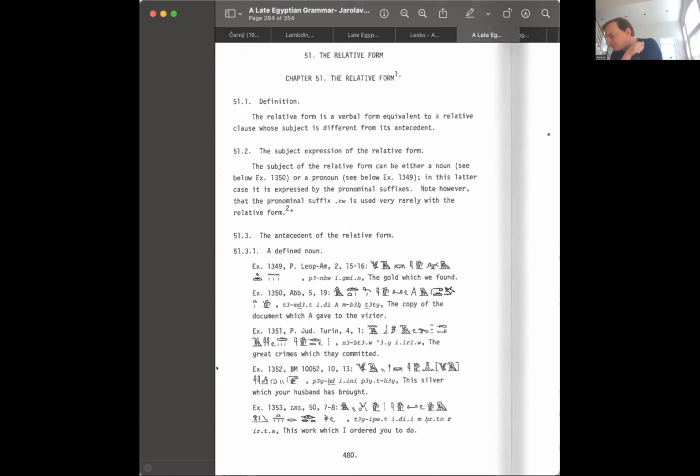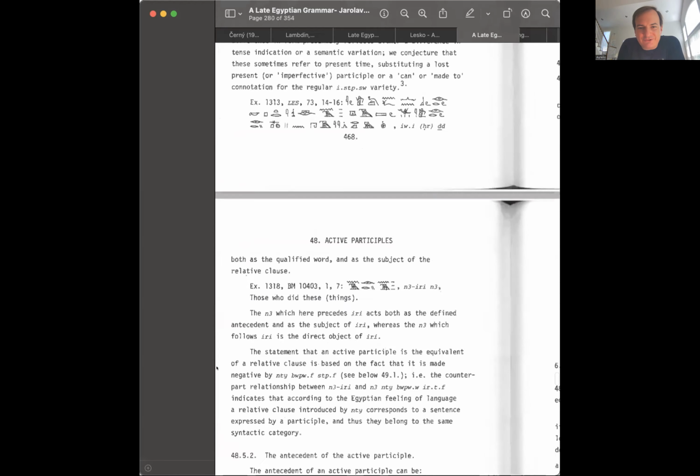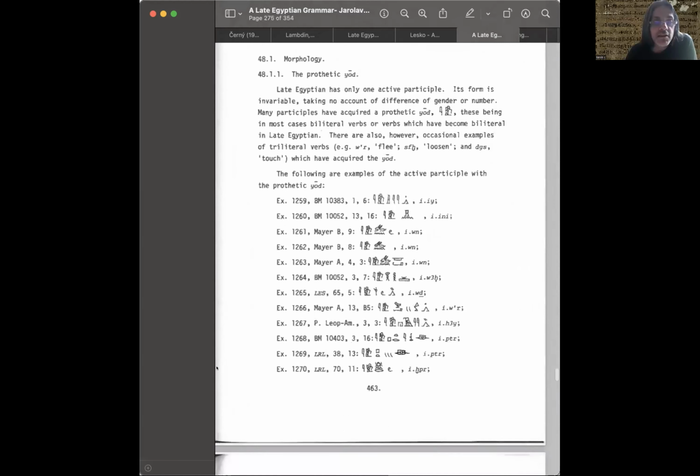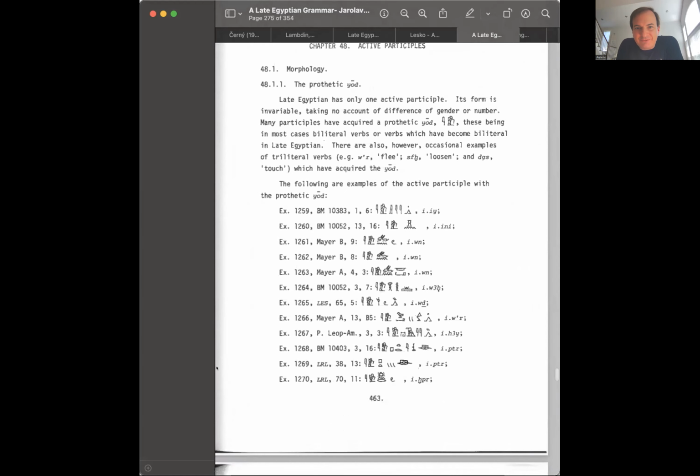If you go back to the previous chapter, which is participles, chapter 48, 49. Yeah, actually, if you go to page 463, that's kind of cool too. Oh, close. There we go. So that's the description and journey of the prothetic yod, that little thing in front.